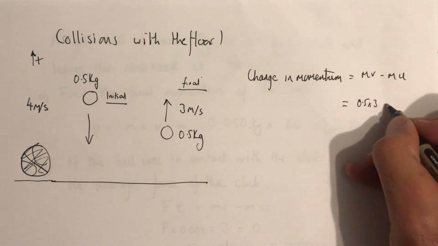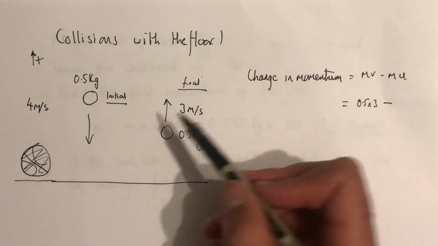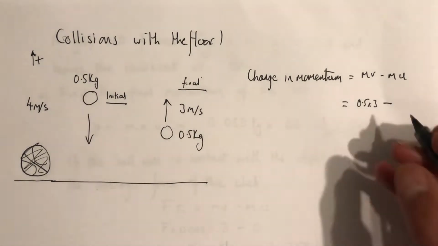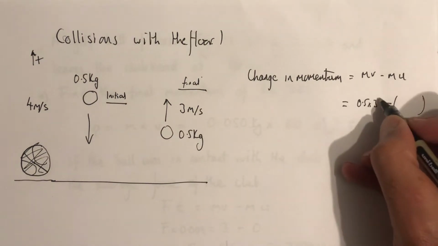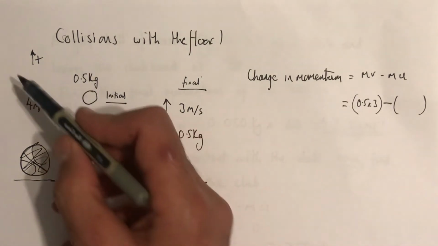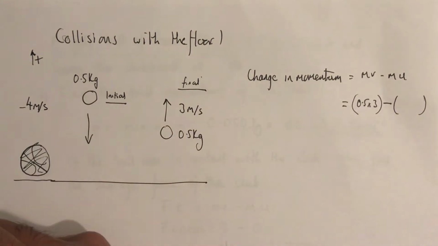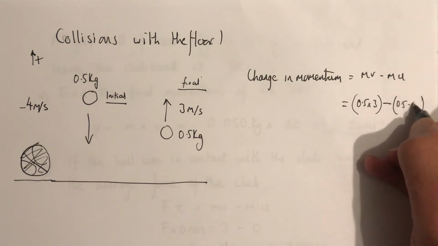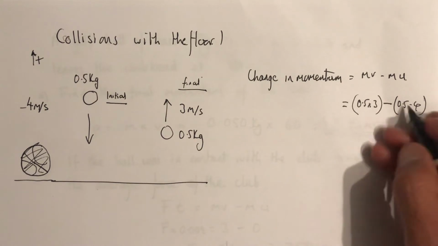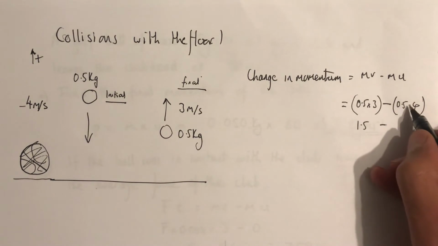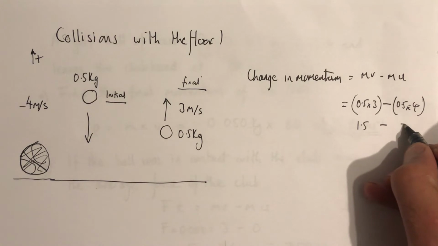So that's okay. Now the initial momentum has to be negative because it's in the opposite direction, and I decided that up is positive. When I do this subtraction, I'm going to put these in brackets to keep these multiplications separate from the subtractions. My velocity is now minus 4, so I've got 0.5 multiplied by minus 4. Half times 3 is 1.5, minus the product of minus 4 and 0.5, which is minus 2.